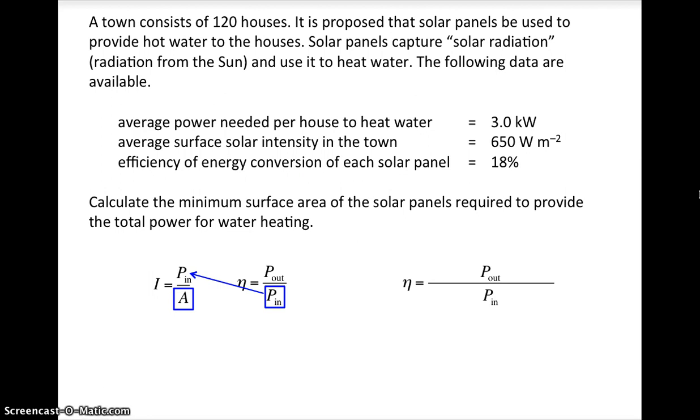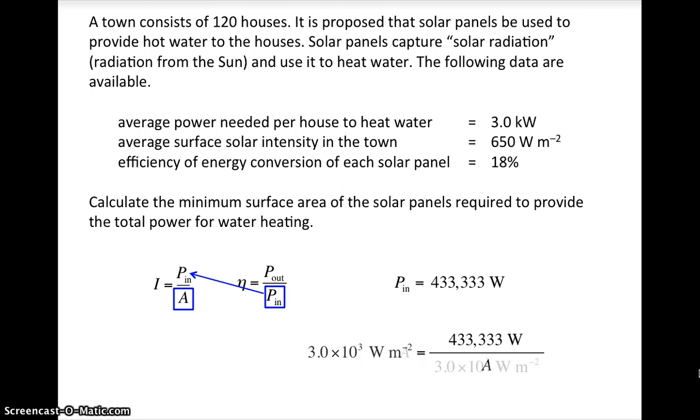So here's that efficiency equation. The output power that we need is going to be 650 per house times the 120 houses. The efficiency again is 0.18. We solve for Pin, and the answer is this. So now we plug that Pin value right here in the intensity equation. We know the intensity of the light. We solve for area, and the area that we need would be 144 meters squared, which is quite a large area. So you can see that maybe this is not such a practical approach.